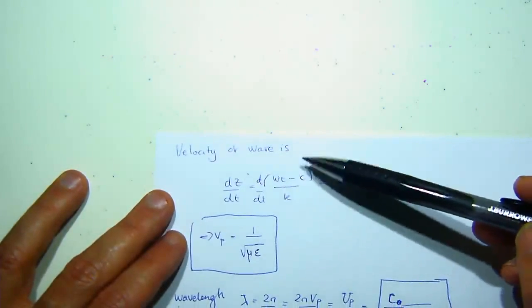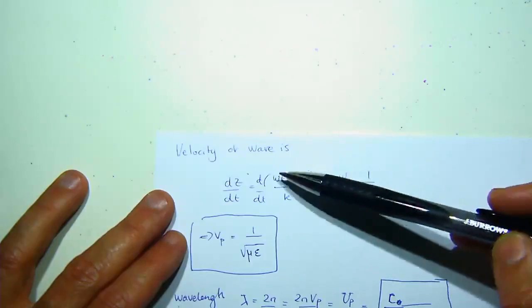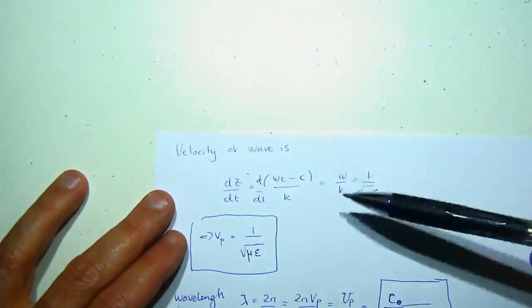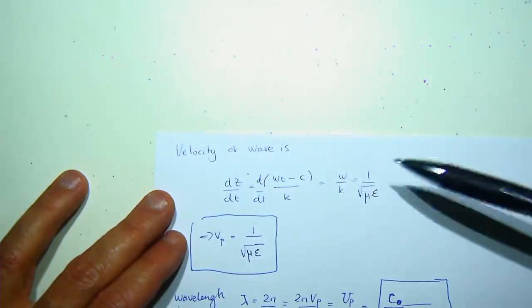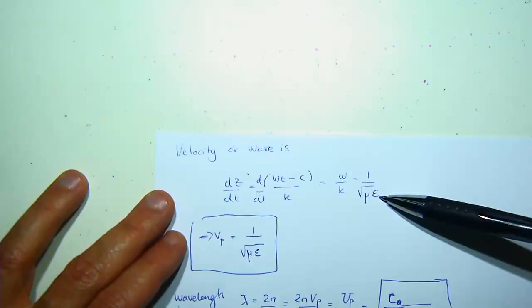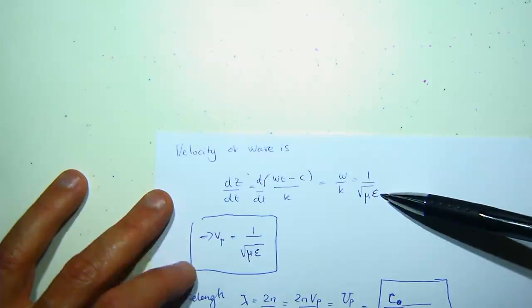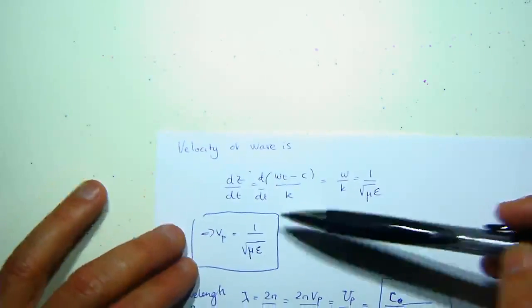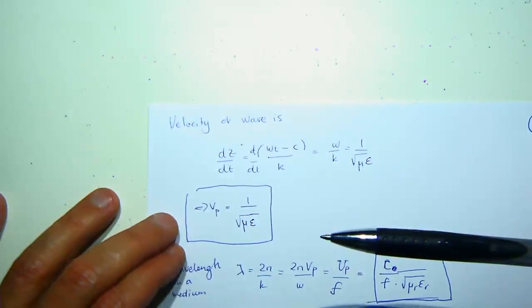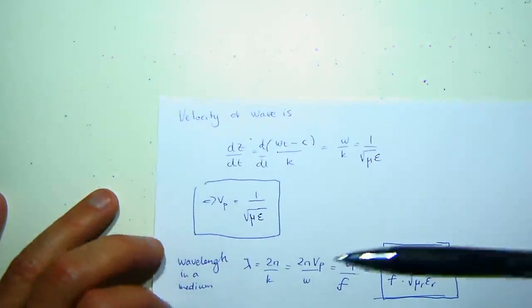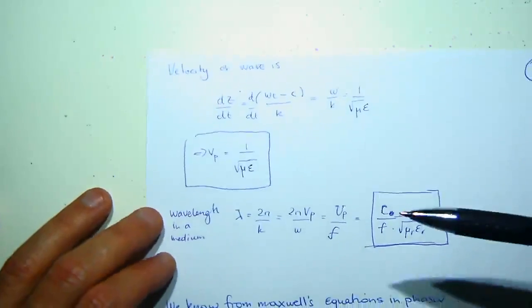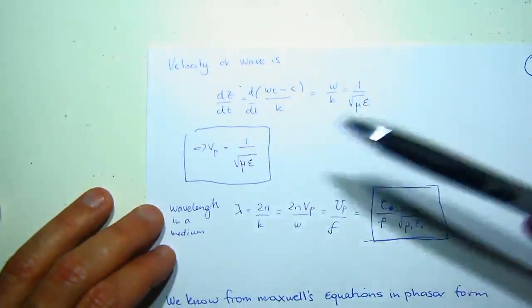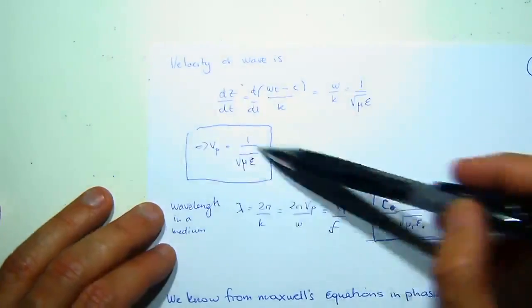And if you go through the mathematics, it's quite simple. You go omega t minus kz, you differentiate with respect to t, you get omega on k, which is just 1 on the square root of mu epsilon, right? So that's actually telling you the phase velocity, and it's also useful because it tells you not only the wavelength, it tells you the phase velocity.